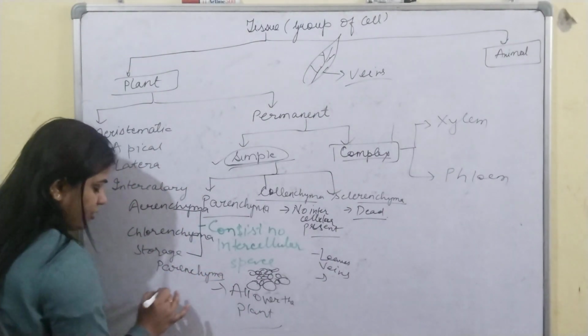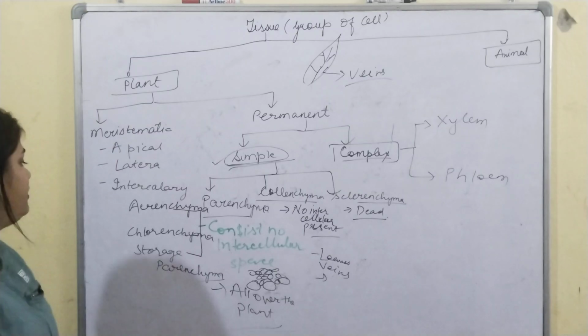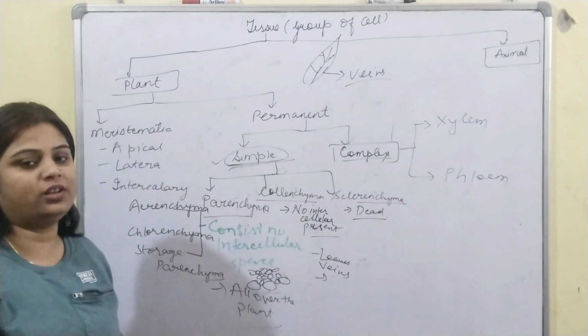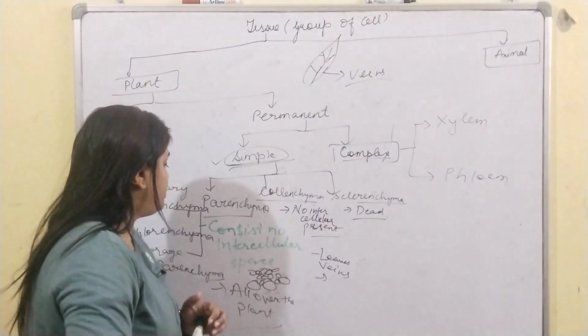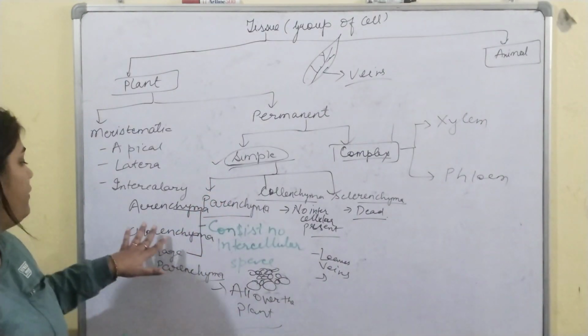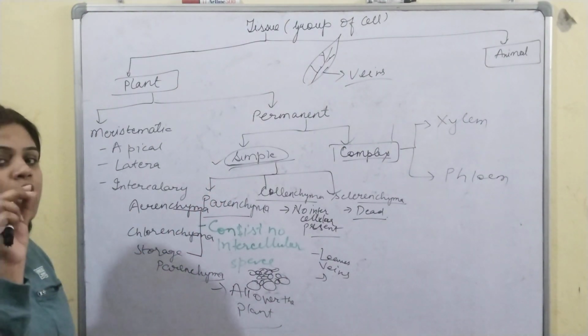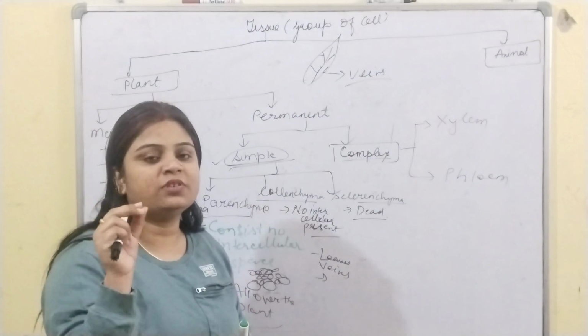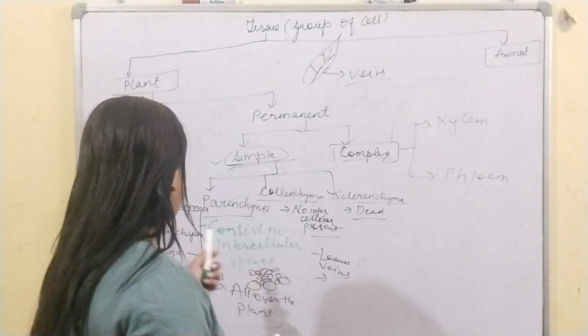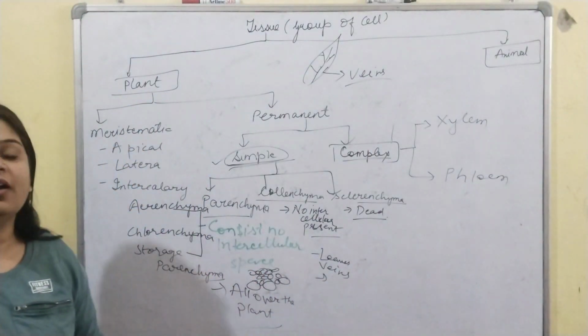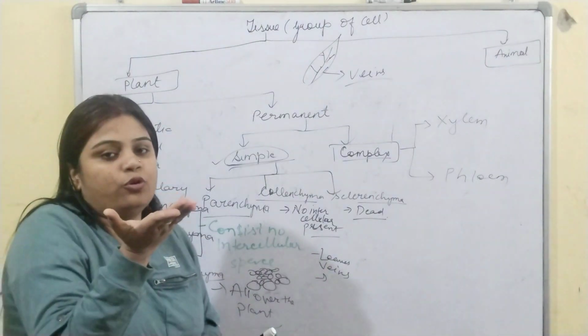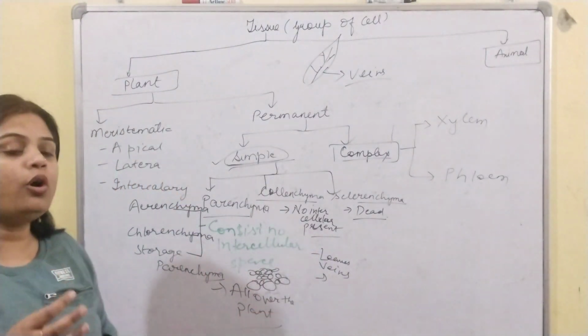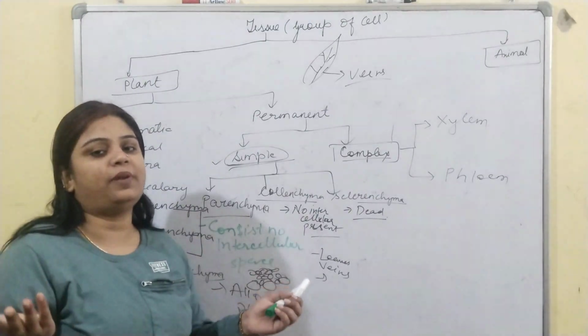Only this is important to know, that why it is being modified and how it is modified. So this is being modified on the basis of function. Like aerenchyma, small pores are present. Some small spaces are present in this aerenchyma, which provide buoyancy force to the plants, like lotus. So this aerenchyma helps the plant to float.